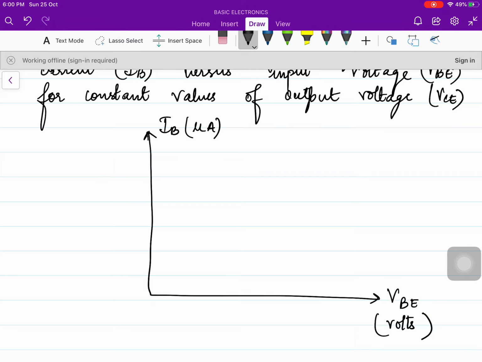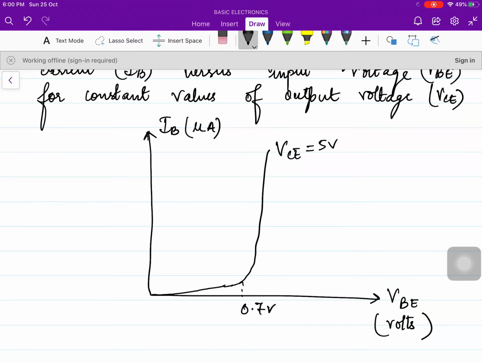Alright. Now we have to draw the characteristic curve. We all know that the input junction is forward biased in the case of the active region. So the graph will be similar to that of a forward biased PN junction diode. Here the current rises very slowly till the knee voltage and then rises rapidly after the knee voltage. Let it be 0.7 volt for silicon. And if we are drawing it for constant values of output voltage, let VCE be equal to 10 volt or 5 volt.